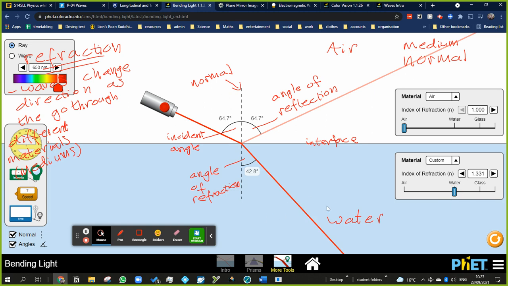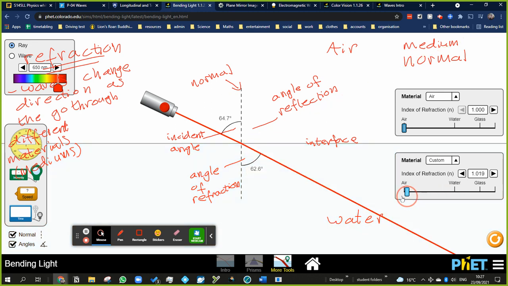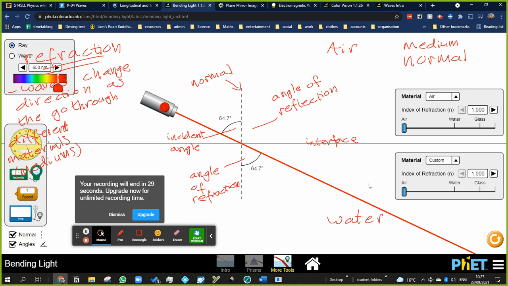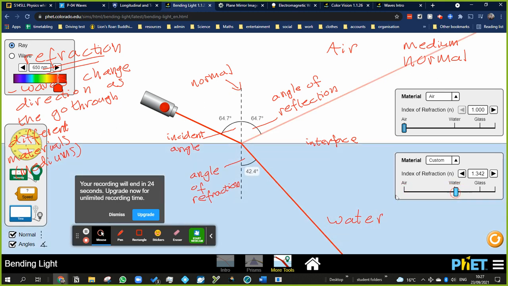So the normal goes down there, and if there was no change in medium, and there would be no reflection either, then it goes in a straight line. But that change in medium to water causes the ray to move towards the normal. That's if it's going from low density to high density. So air is low density, very light, and water is high density, much heavier. We all know that water's heavier than air, of course. So that's refraction.